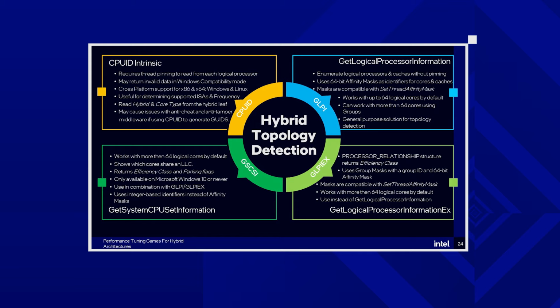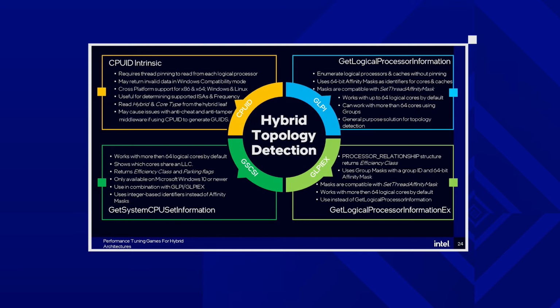Windows 10 and Windows 11 introduced a new API called GetSystemCpuSetInformation. This works with more than 64 logical cores by default. It shows which cores share an LLC, so you can identify cores that share L2 and prioritize work that benefits from sharing L2 to these cores. It returns an efficiency class and parking flags. It's only available on Windows 10 and newer.